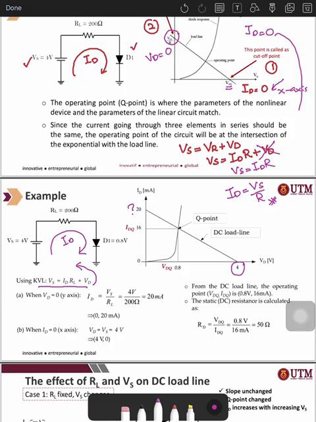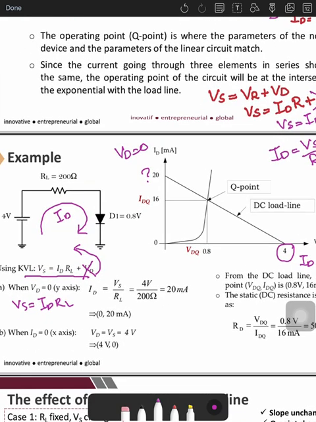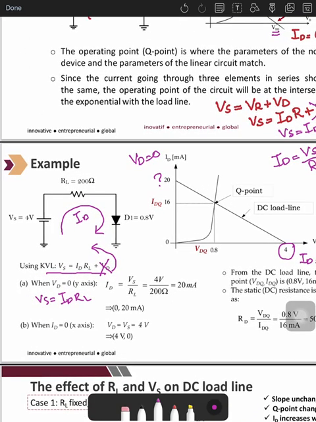For you to draw the DC load line, you have to find two points: the cutoff point when ID is equal to 0, and the saturation point when VD is equal to 0. From the formula, when VD is equal to 0, you get VS equal to ID RL. Then you can rearrange to find ID: ID is equal to VS over RL.